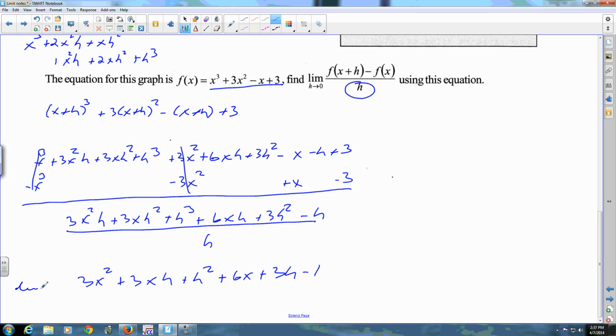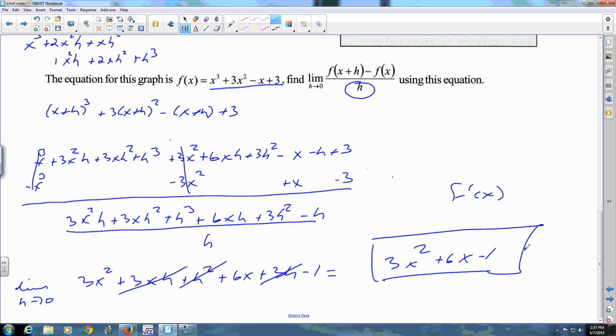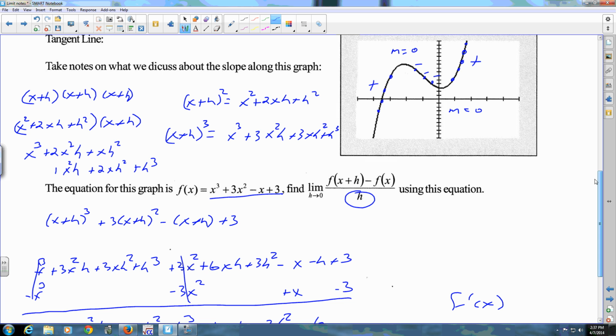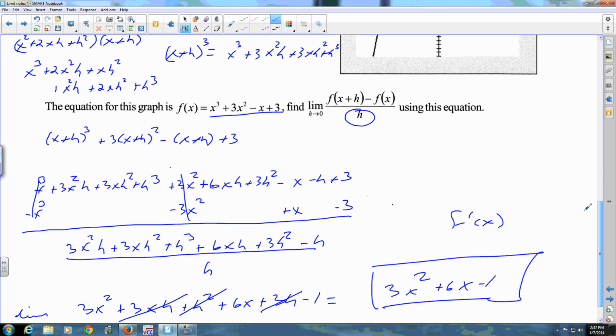Now I have to take the limit as h goes to 0. So anything that still has an h should go away, and you're left with 3x squared plus 6x minus 1. This is the first derivative of this function. So this is expressing the slope anywhere on that curve.